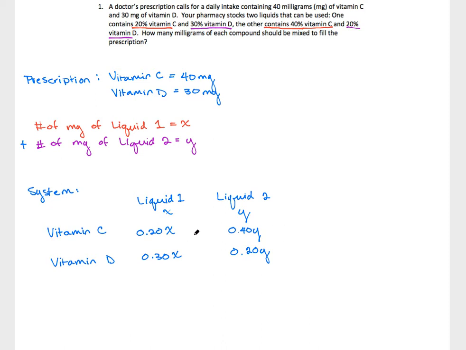Okay, now we also know that when we combine these two liquids, so when I combine whatever number of milligrams of liquid 1 with however many milligrams of liquid 2, in total we need to make sure that we combine just enough so that we get 40 milligrams of vitamin C. So I need it to be 40, so we'll call this total. Okay, let me make some columns here and some rows.